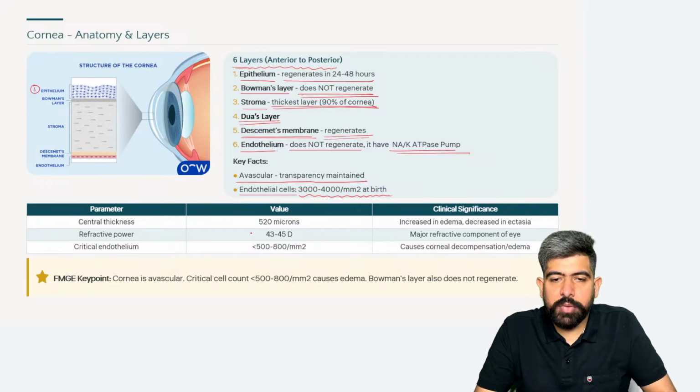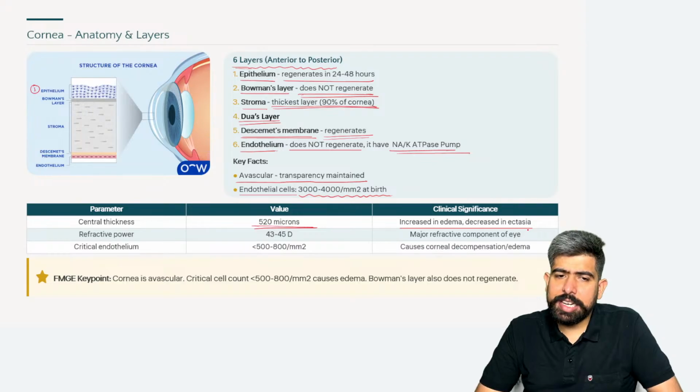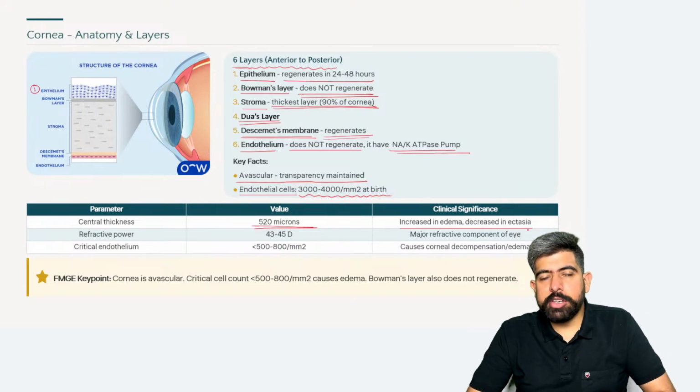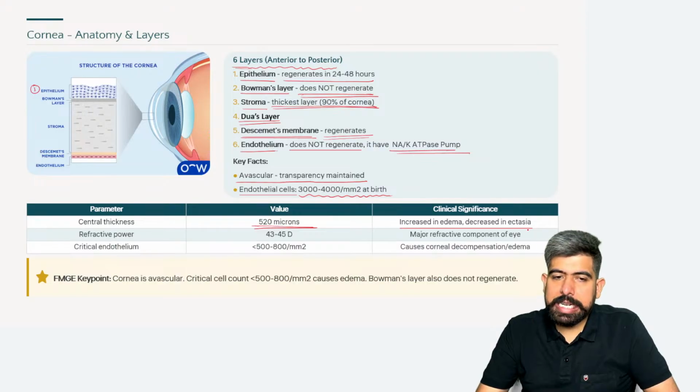The central thickness should be 520 microns. It increases in edema and decreases in ectasia. When will it increase? It increases in edema and decreases in ectasia like keratoconus. It decreases in keratoconus.